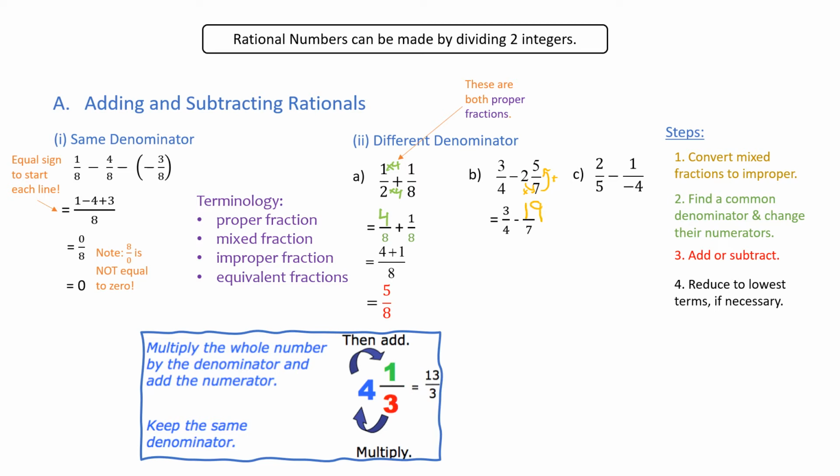2 times 7 is 14. 14 and 5 is 19. So we've got 19 over 7. So we've got the first step done. That kind of yellowish color is done. We've converted the mixed fractions to the improper. What's next? Step 2 is find a common denominator and change their numerators.